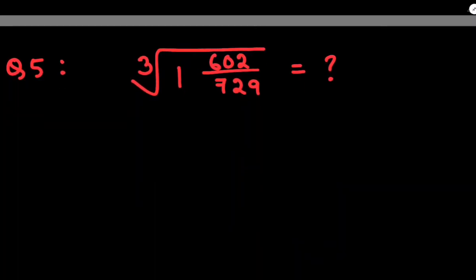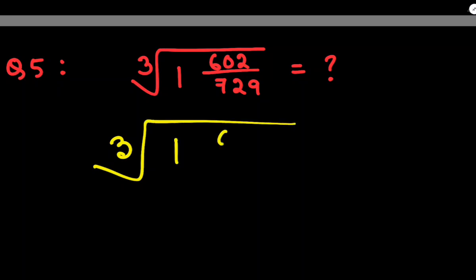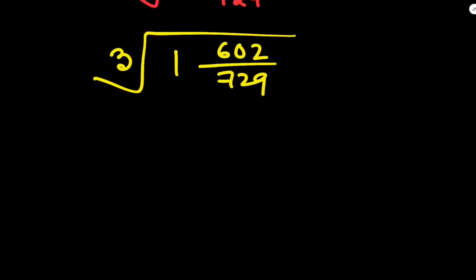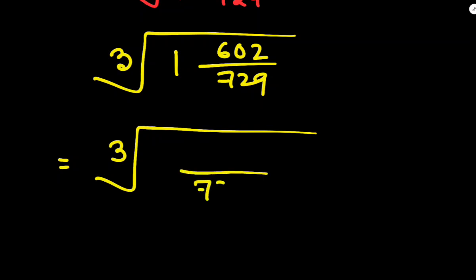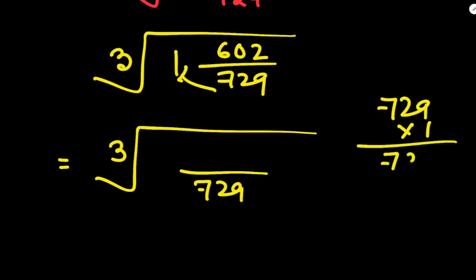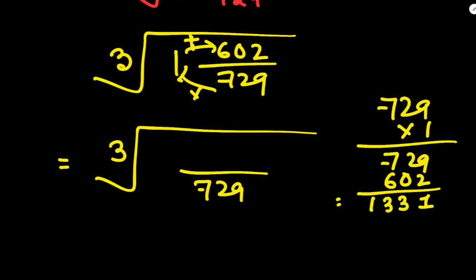Moving on, next question, you have to find the cube root of this. So let me write this again. Cube root of 1 and 602 upon 729. I'm going to simplify. Next, the fraction. So we have denominator 729. So 729 into 1, right? So obviously which is 729, and then I'll add this, right? It will add, it will multiply. So I hope you know this. So 729 plus 602, and I'll get 1331.